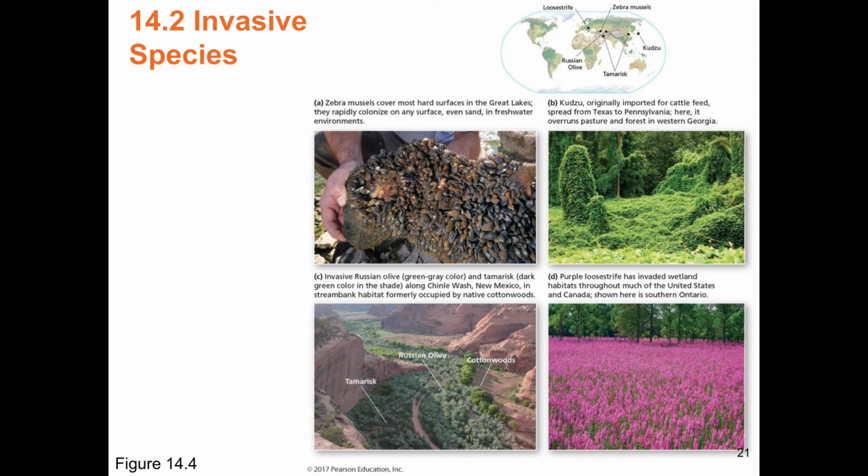Zebra mussels, kudzu, plants along the Colorado River, purple loosestrife. I mean, that looks gorgeous, but it's also a monocrop, right? So there's no diversity here anymore. There probably could have been a dozen different plants growing here, and now it's all purple loosestrife. And whatever used to eat or live in those existing plants can't do it now. Here we've got tamarisk, Russian olive, taking over, occupying spaces that used to be occupied by the native cottonwoods because they can outcompete.